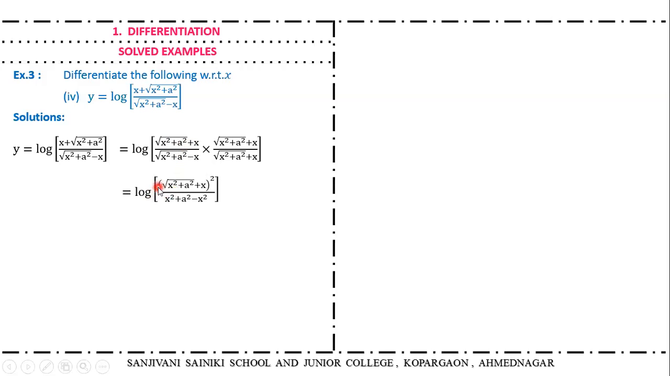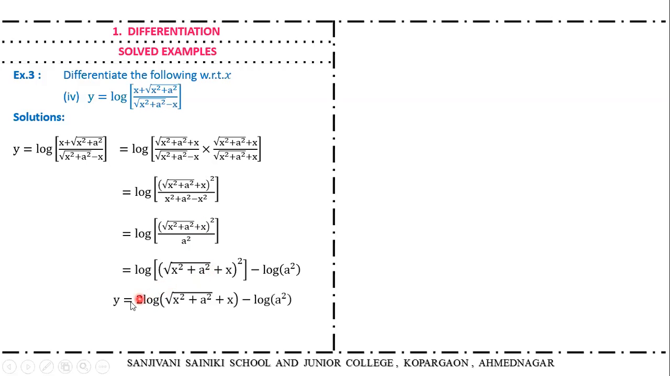In the numerator, root x square plus a square plus x, bracket square, upon denominator: a minus b times a plus b is a square minus b square. So this square root will get cancelled, and x square plus a square minus x square. So x square again gets cancelled, and you will get a square. So this is the remaining part. Again, I can use the property of logarithm: log of a by b can be written as log of a minus log of b. So using that, y is equal to 2 times log of this minus log of a square.